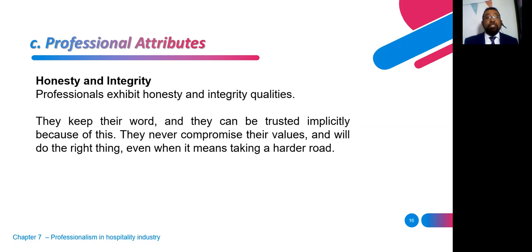Honesty and integrity. Professionals exhibit honesty, integrity, and quality. They keep their word and can be trusted implicitly because of this. They never compromise their values and will do the right thing, even when it means taking the harder road. You remember that quote I shared before?